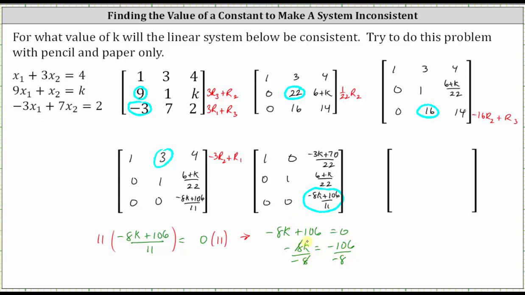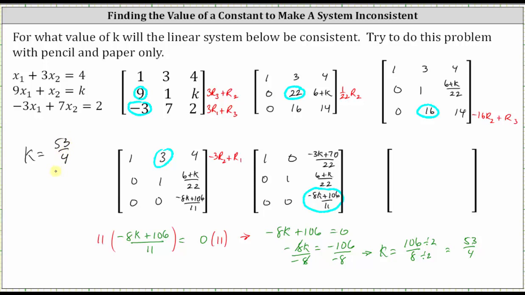Simplifying, we have k is equal to positive 106 divided by 8. But this does simplify. Both have a common factor of 2, giving us 53/4. So now we know, in order for the system to be consistent, k must equal 53/4.